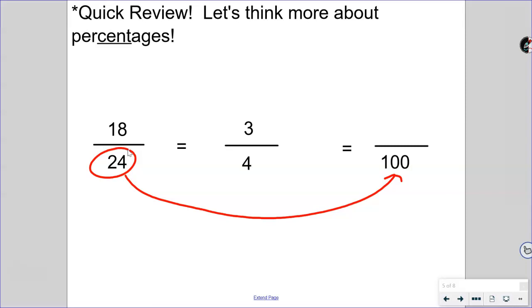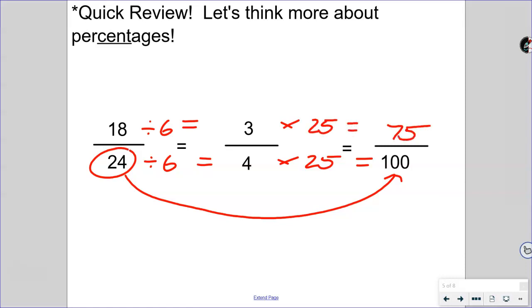And whatever we do to that denominator, we would have to repeat it to our numerator. So in this situation, I would take the 24 and divide it by 6, because that would give us a denominator of 4. But then I would take that 4 and multiply it by 25, and that would give us 100. Because that's what I'm doing to my denominator, that's what I would also have to do to my numerator. So I would take this 18, divide it by 6, and that gives us 3. And then I would multiply the 3 times 25, and that would give us 75 hundredths, which is the exact same thing as 75%. So 18 out of 24 would be a 75%.